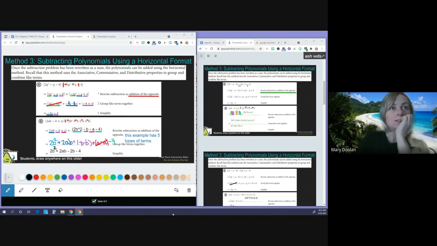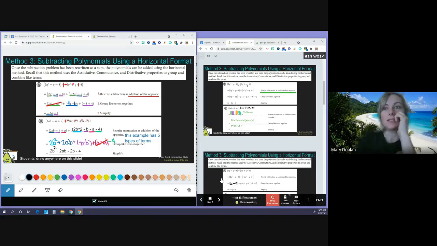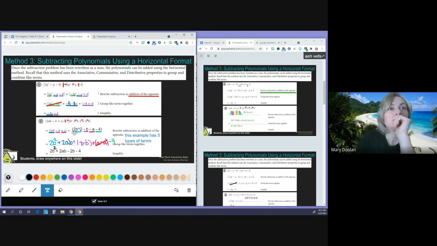So I'm realizing I forgot something. I missed a negative right here. So this is supposed to be negative. Okay, see that? Negative 2b. Sorry. Totally my fault, which means I gotta carry that negative through. This is negative 2b.